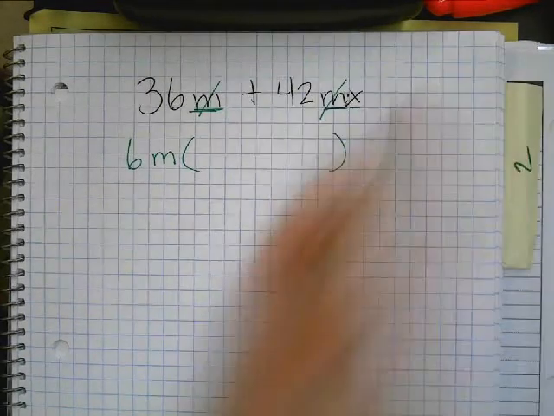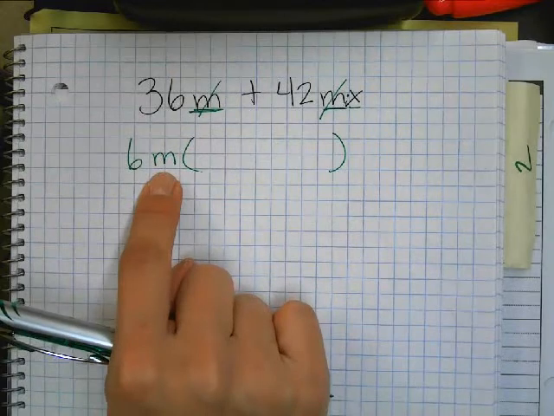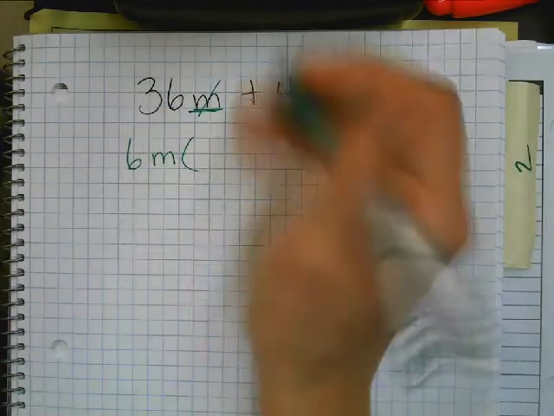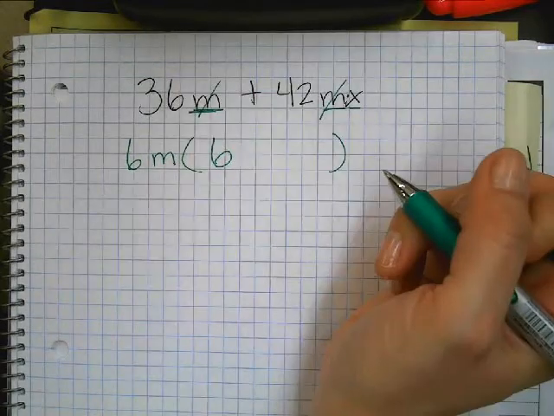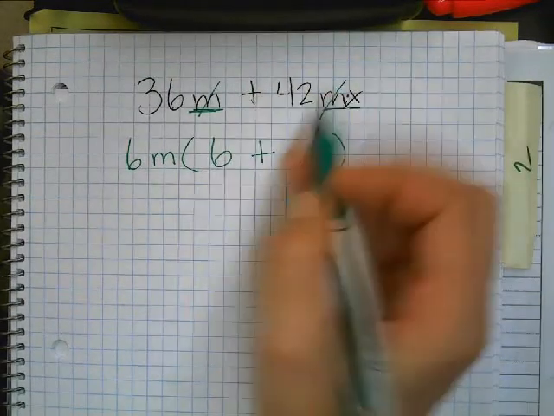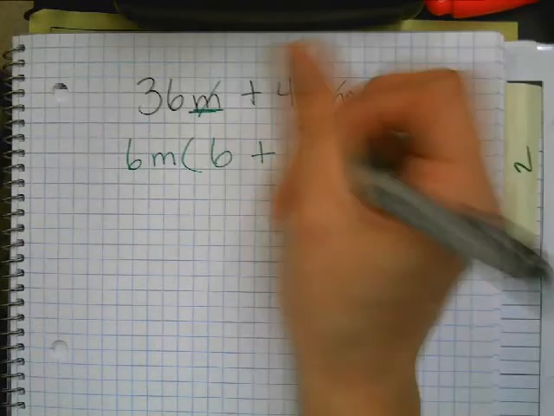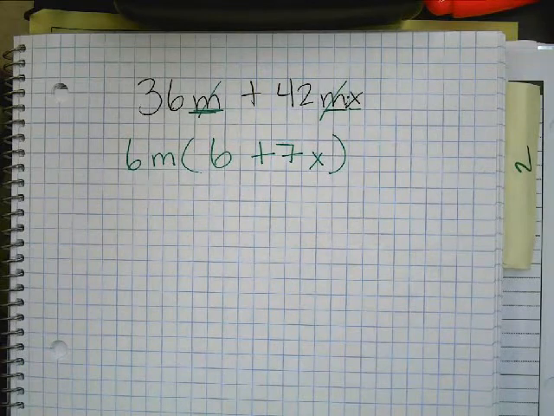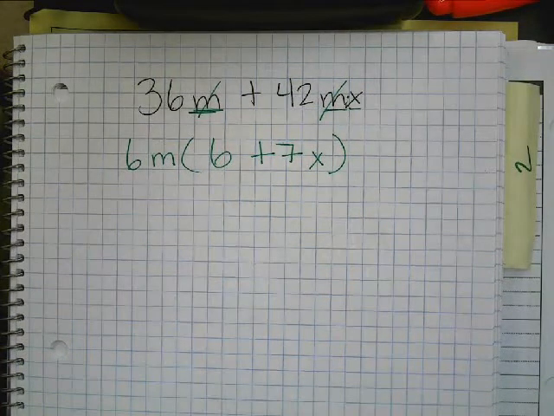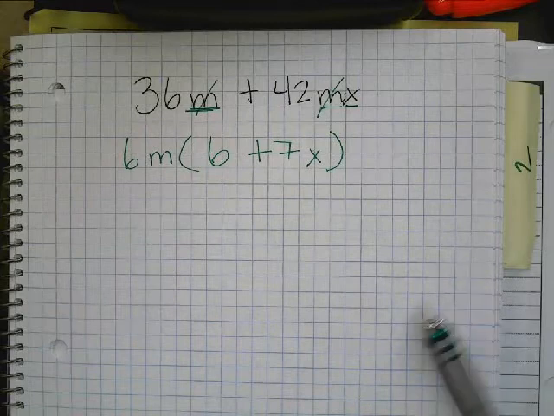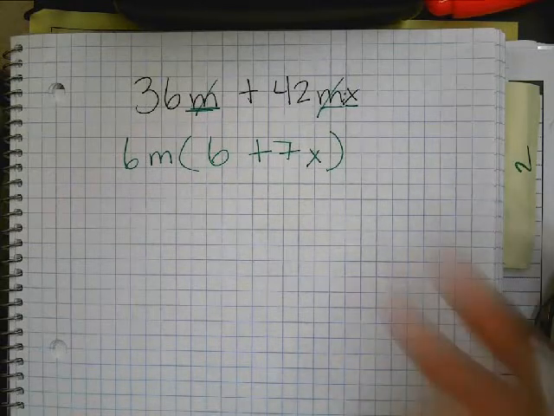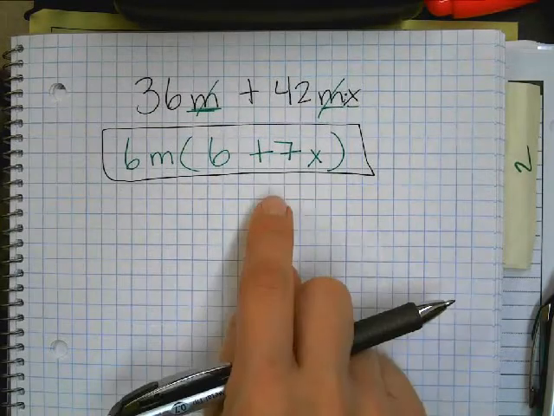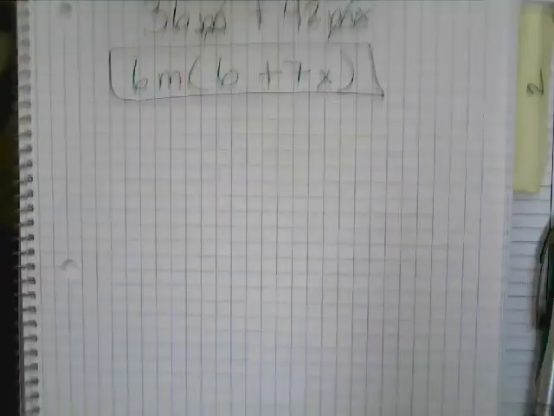You eliminate this m, you eliminate that m because you took it out. What's 36 divided by 6? 6. Do I have an m? Nope. Plus, what's 42 divided by 6? 7. And then the x. Good. Are we focusing? Good. Alright. Try this one. And these are your answers. When it says factoring, that's your answer right there.